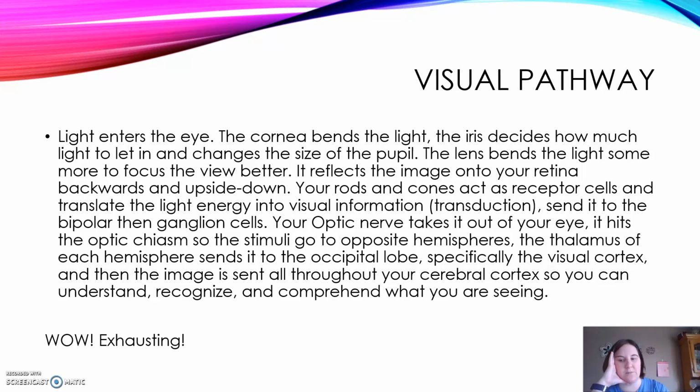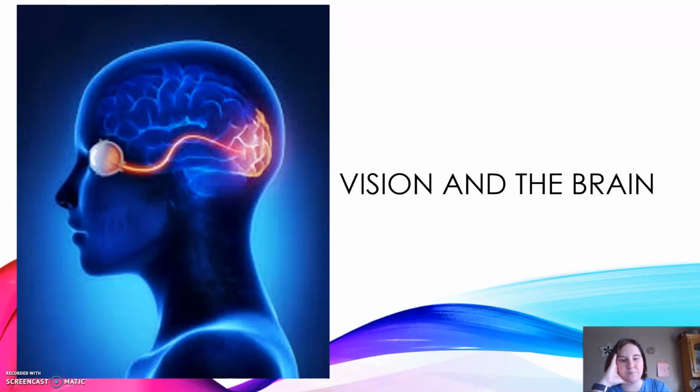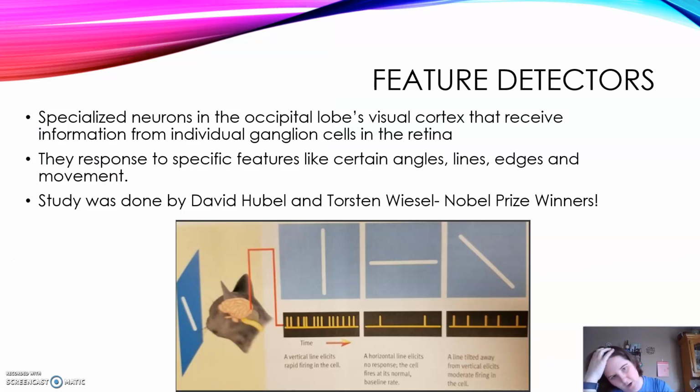All this stuff happens every time you see something. It's super long-winded to talk about, even though it takes not even a fraction of a second. That's like too long, right? It happens very quickly. So vision in the brain. We have something called feature detector cells, and these are specialized neurons in your occipital lobe that help you basically identify to some extent what you're seeing. So they respond to specific features, whether it be angles, lines, edges, movements.